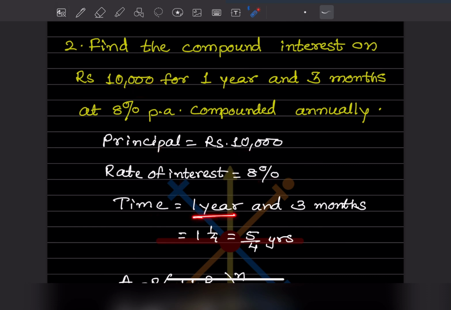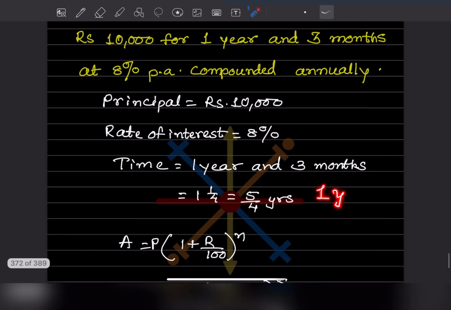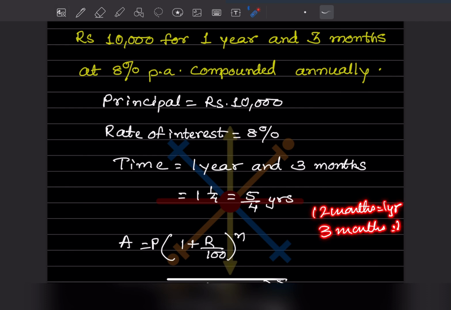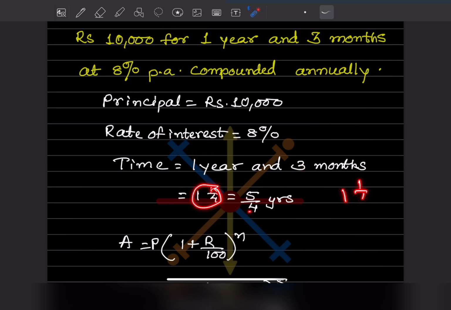How will you convert 3 months to years? You know in 1 year we have 12 months. So 12 months is 1 year, and 3 months will be how much? When you cross multiply, the 3 goes over the denominator 12, so it is 3 by 12, which we can also write as 1 by 4. So that will be 1 year and 1 by 4. This is a mixed fraction; as an improper fraction, 1 integer and 1 by 4 means 4 plus 1, 5 by 4 years.